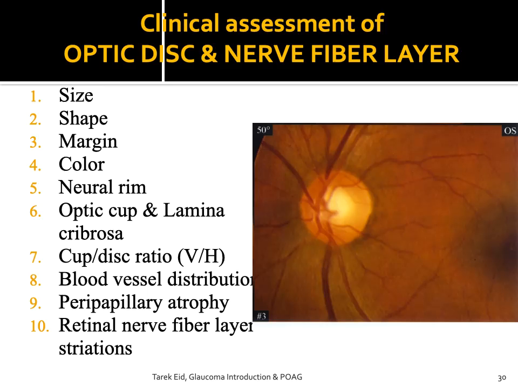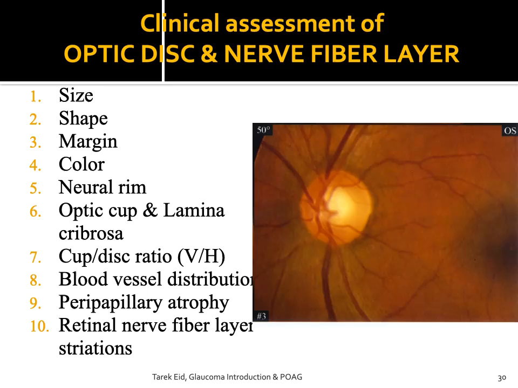Neuroretinal rim. The neuroretinal rim is the area where the nerve axons pierce and enter the optic nerve head, and it is usually pinkish in color, while the optic cup is the whitish area because there is no neural tissue inside, and you can even see the lamina cribrosa pores through it. Then we can judge the cup disc ratio. Usually we do either the vertical cup disc ratio or the horizontal cup disc ratio or both.